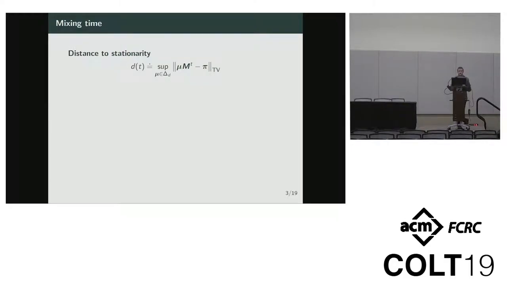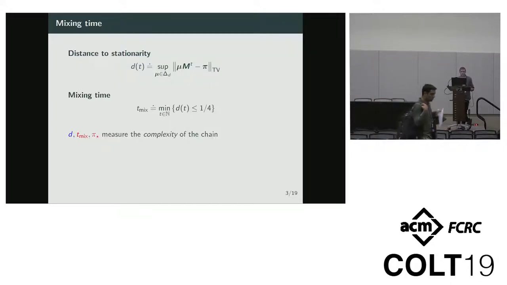The notion of distance we'll consider is total variation, and we'll define the mixing time, the time after which the chain has basically converged to its stationary distribution within a given arbitrary ratio, let's say 1/4. This is pretty standard. Notice that the number of states d, the mixing time, and pi min, which is the minimum stationary probability, are nice ways of measuring basically the complexity of your model.